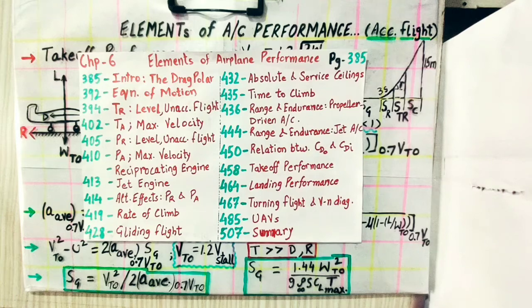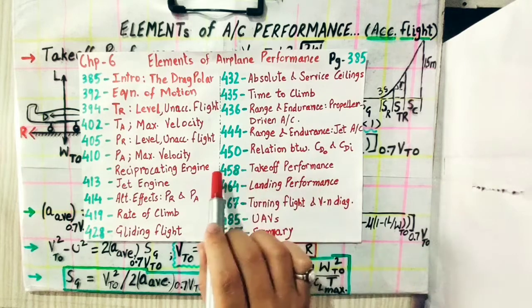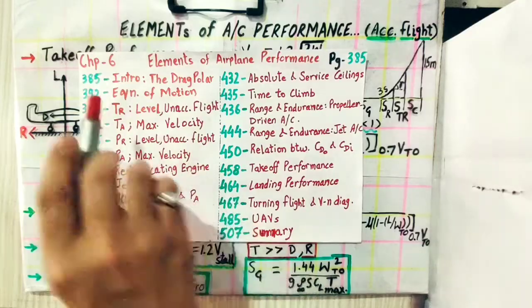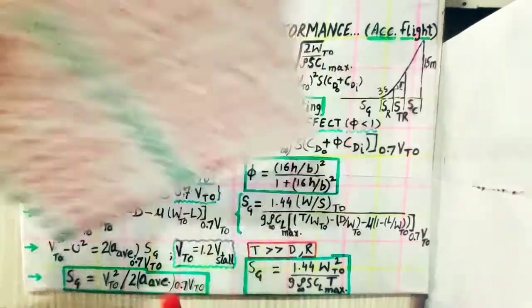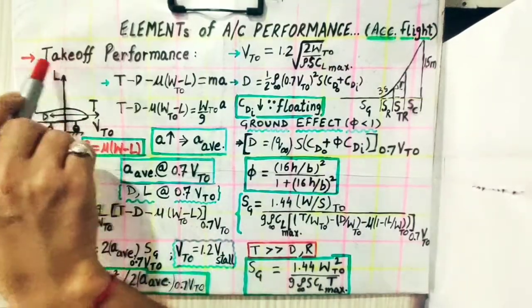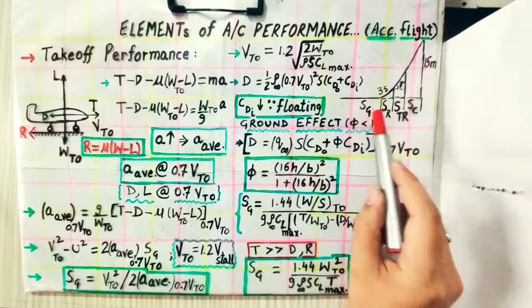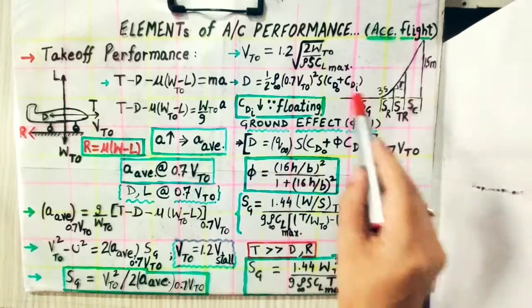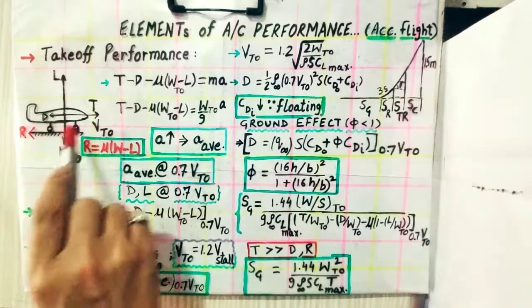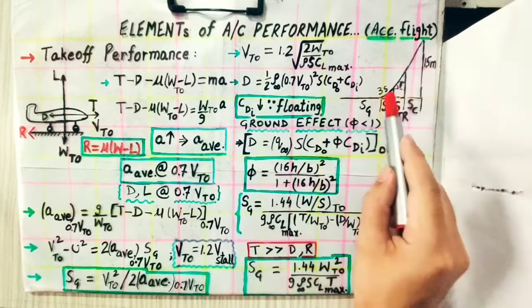Hola amigos, so now let's move on to our next topic, that is takeoff performance. At page number 458 of the book, we are following Introduction to Flight, chapter number 6, element of airplane performance. Here we have this aircraft which is taking off by moving a distance sg, that is the ground distance, and the aircraft will travel this ground distance from zero velocity till takeoff velocity.